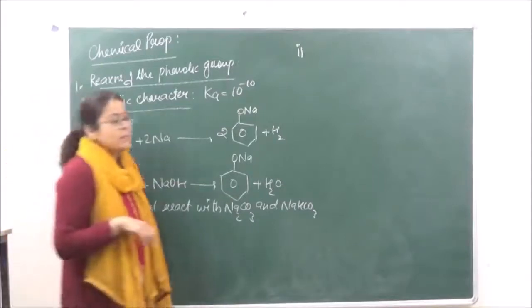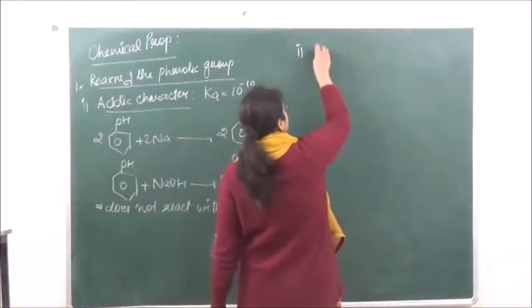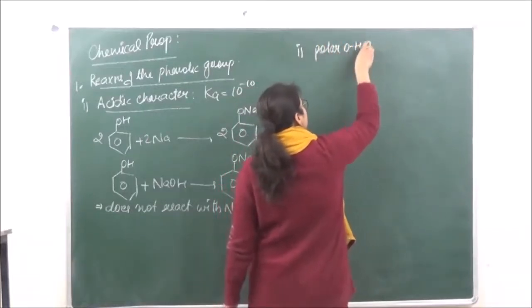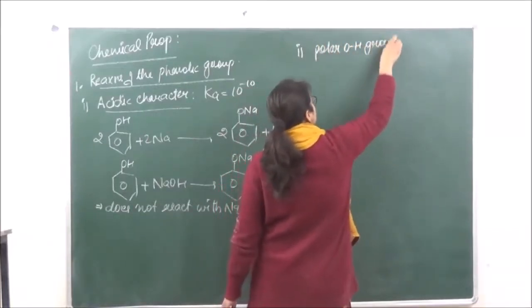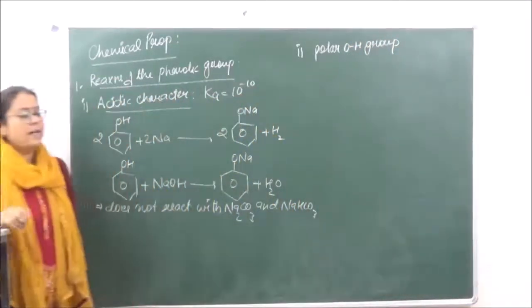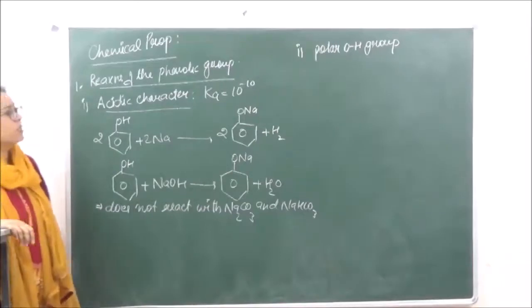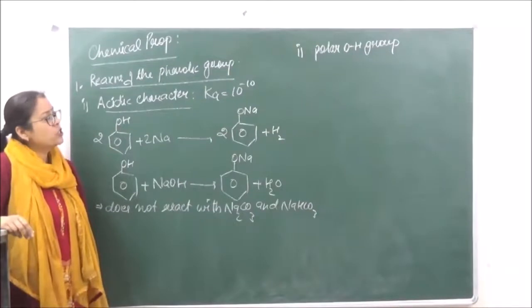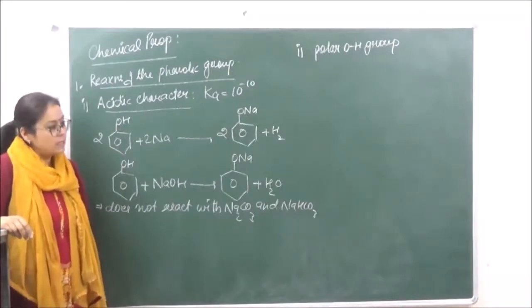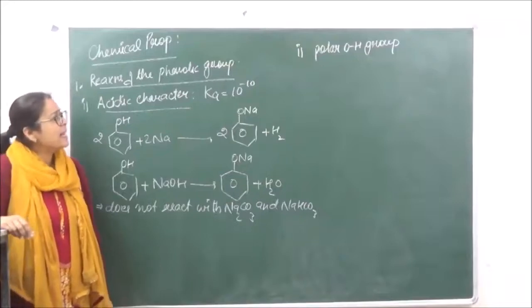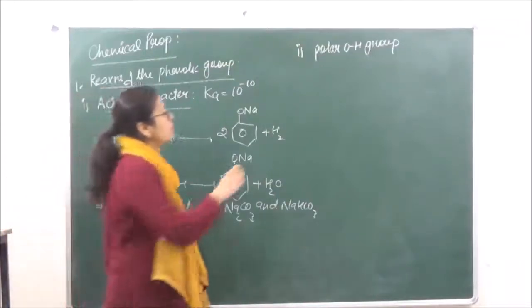Number one, the OH group which is present is polar in nature. Polar means that over here oxygen is going to be electronegative and hydrogen is going to be electropositive. So the electrons are attracted towards oxygen, as a result of which hydrogen can be easily released.